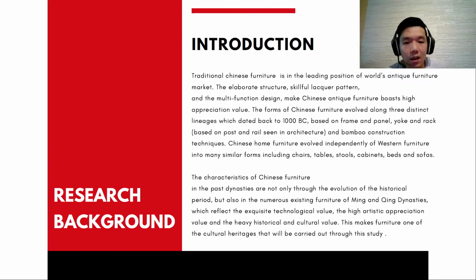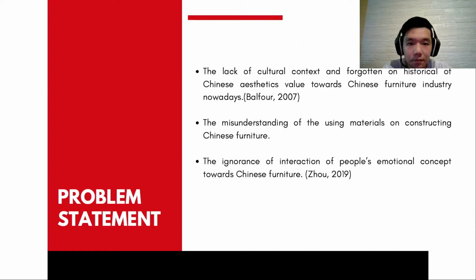and sofas. The characteristics of Chinese furniture in past dynasties are shown not only through the evolution of the historical periods, but also in the number of existing furniture pieces of the Ming and Qing dynasties. So this makes furniture one of my topics, and the cultural heritage will be carried throughout this study.